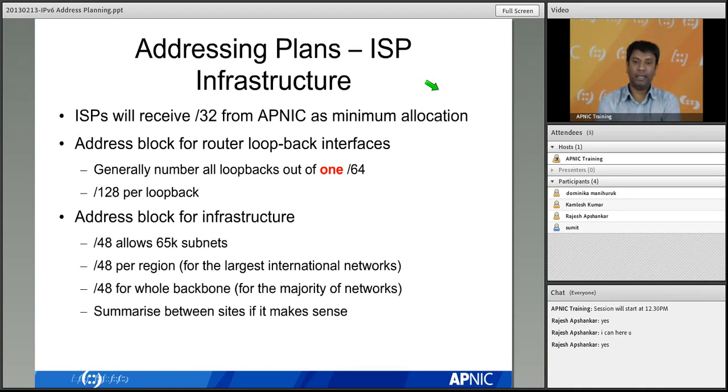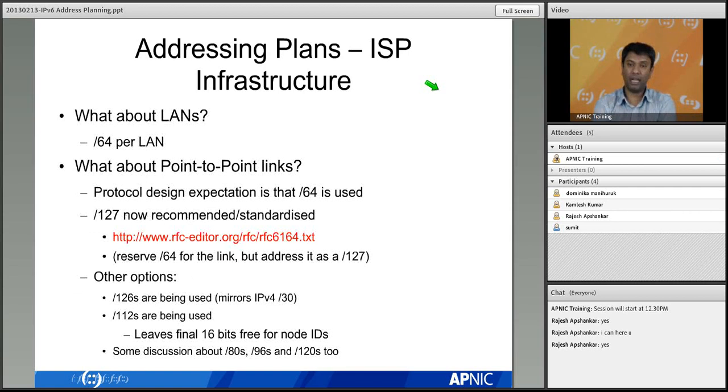And also depending on your summarization requirement. If you need to summarize, and based on that, you have to distribute addresses for different infrastructure components, infrastructure parts of the network. Okay.